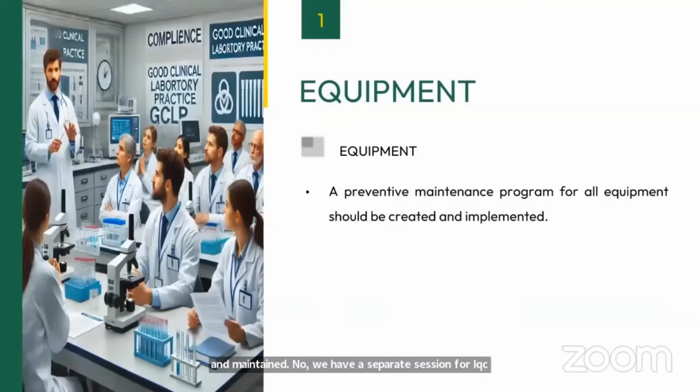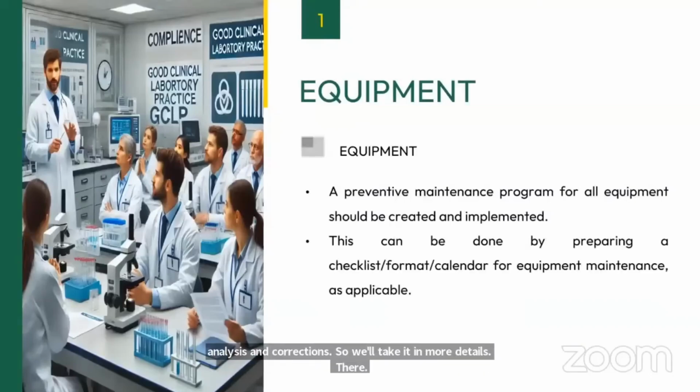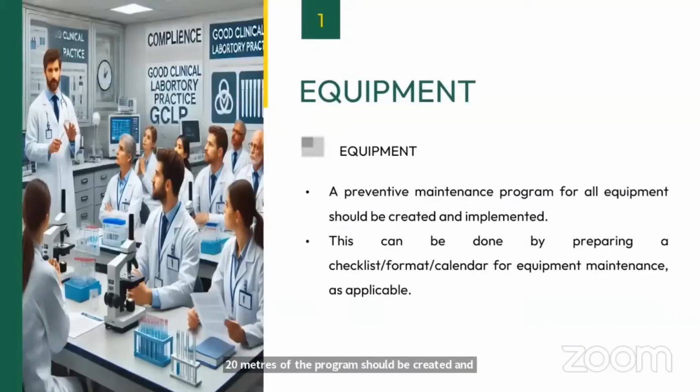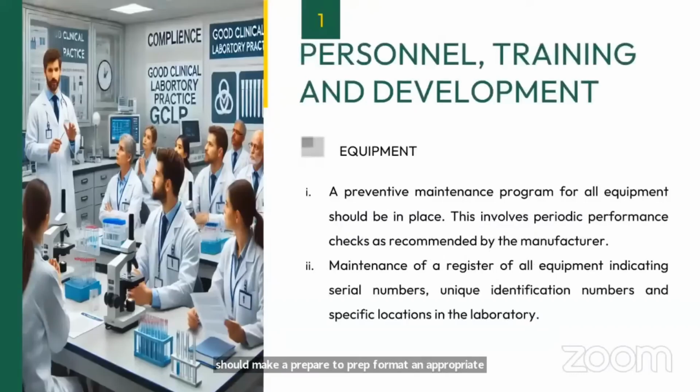A preventive maintenance program should be created and implemented. This can be done by preparing a checklist, format, and calendar for equipment maintenance as applicable. So you should prepare an appropriate format and table for equipment calibrations and equipment maintenance, and you should adhere to those programs.